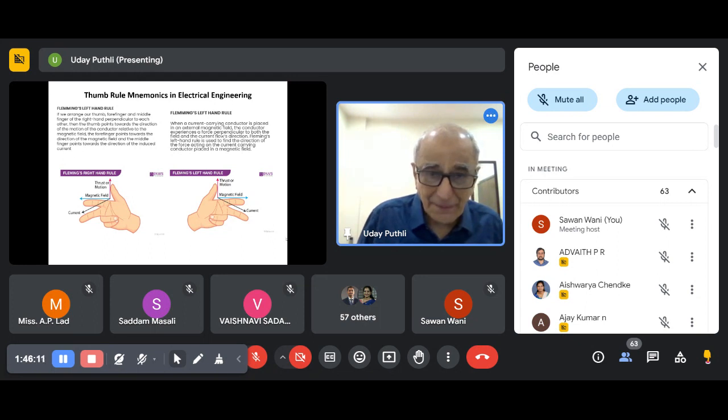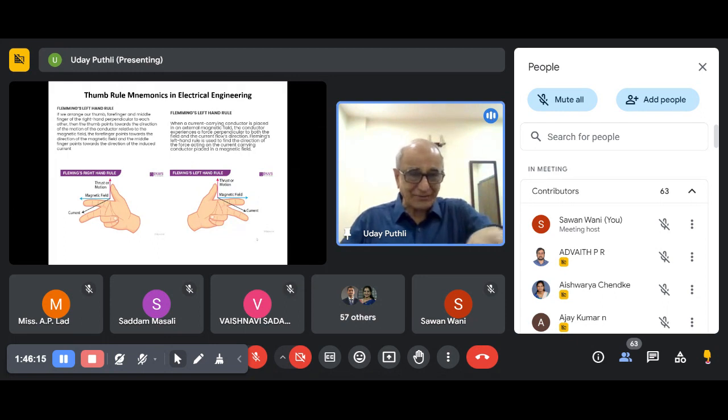One minute. Oh, this is not Fleming's left hand rule. This should be Fleming's right hand rule. It's written wrong up there.